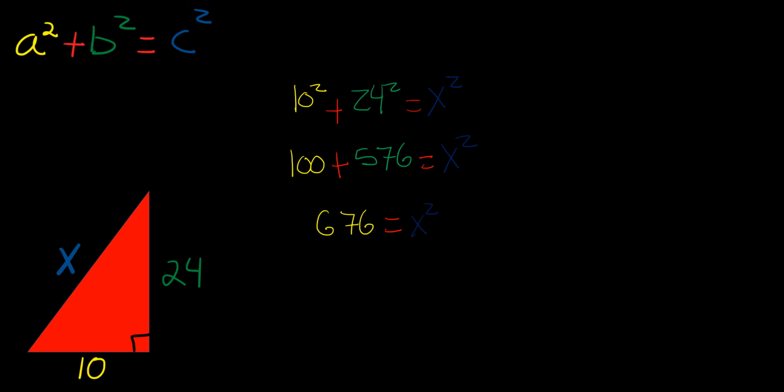All we have to do now is get rid of the x squared. And we do that by taking the square root. So when we take the square root of x squared, it turns into x. And now we have to take the square root of 676. And that simplifies to 26, which is going to be equal to x. And therefore 26 will be our answer.